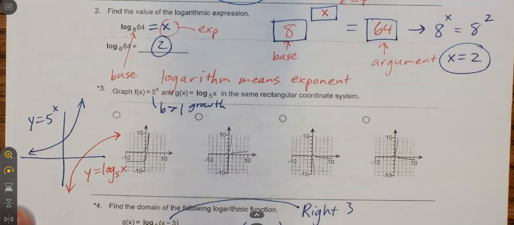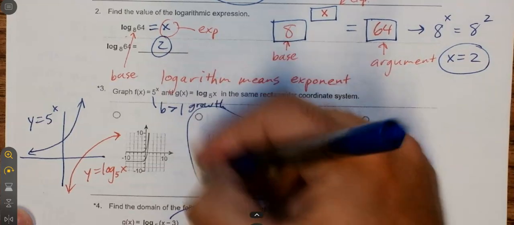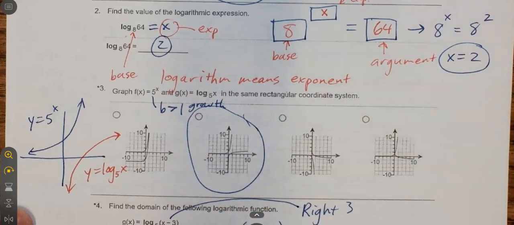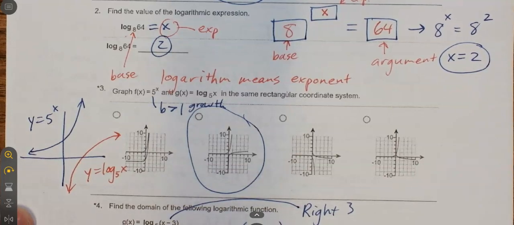What are you thinking, Rupert and Rogers? It is this second one, that's true. Yep, that's the one that has a similar looking shape. Okay, next slide.